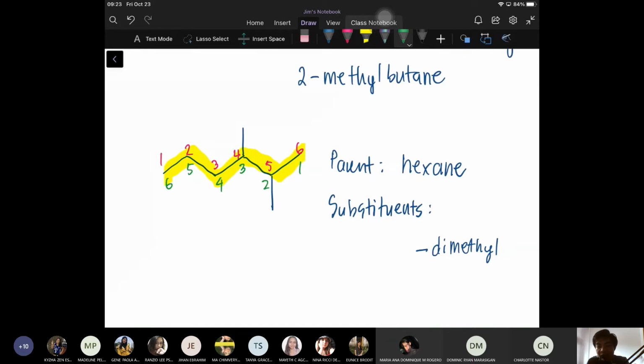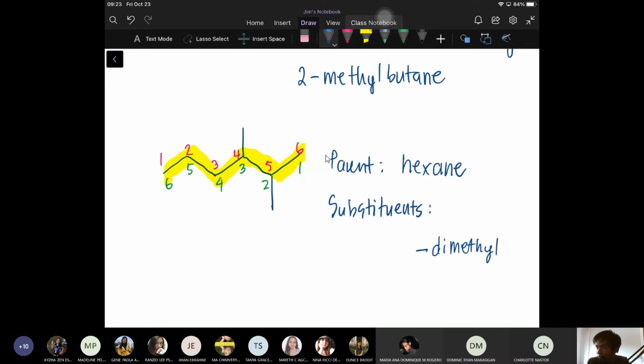By the way, if you have colorful pens, better, para mas makita nyo kung ano yung sinusulat nyo. If you have colorful pencils or a highlighter, better. Pero kung kaya nyo naman imaginein, kahit isang color lang yung pen nyo, that's okay.